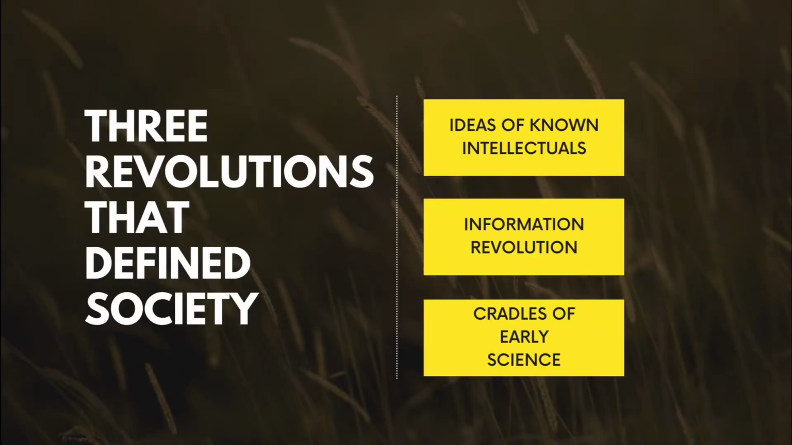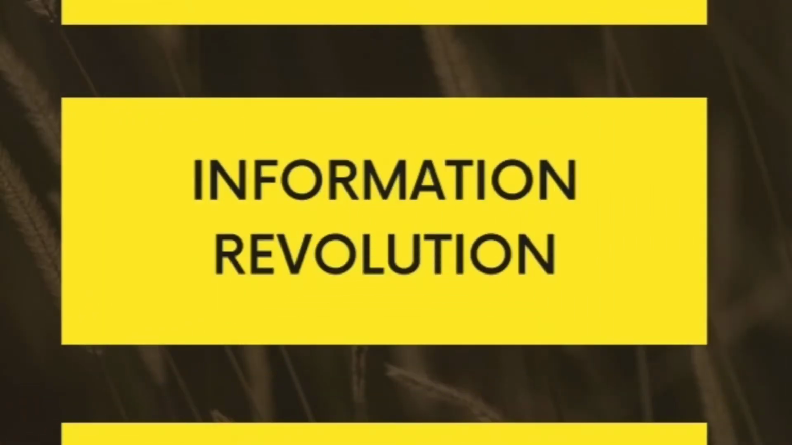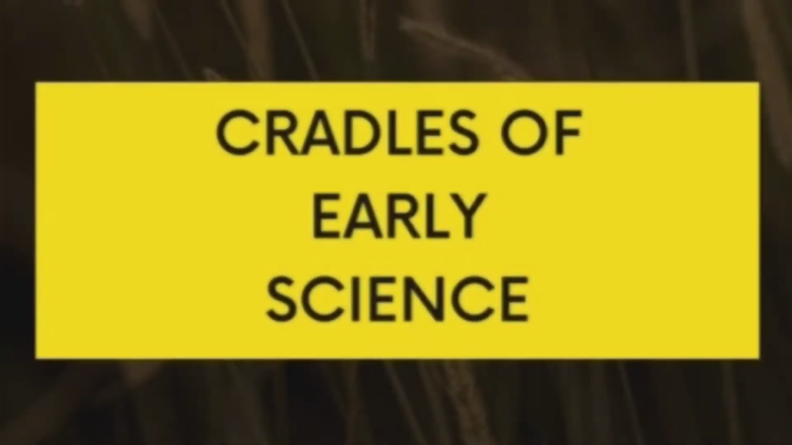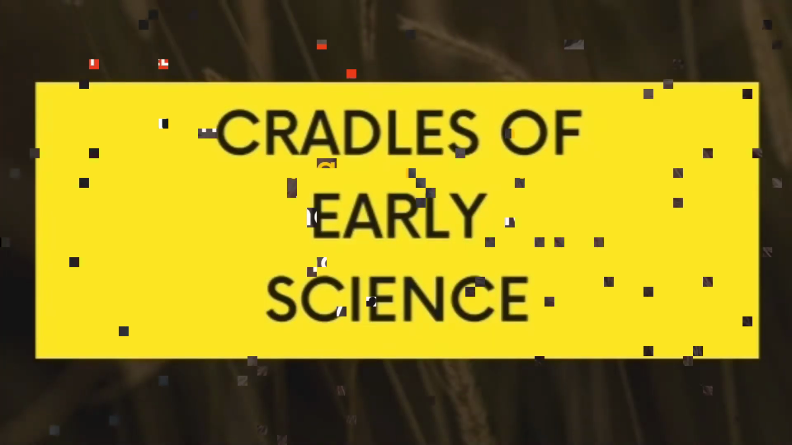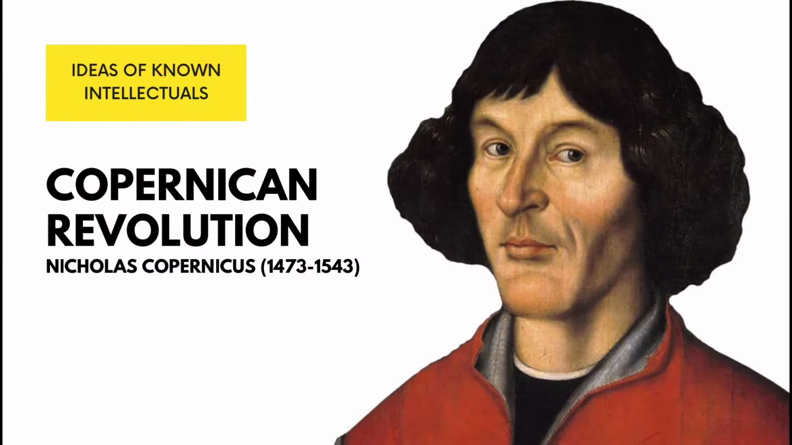3 revolutions that define society. First, ideas of known intellectuals. Second, information revolution. And third, cradles of early science. Let us know what is intellectual revolution. It pertains to the period of paradigm shifts or changes in the scientific beliefs that have been widely embraced and accepted by the people.